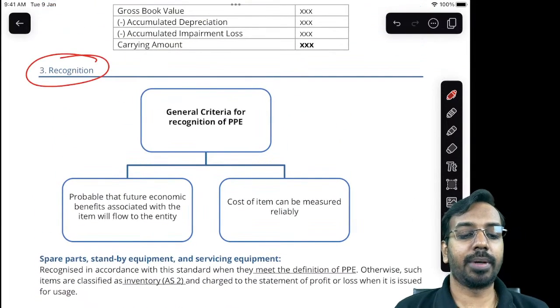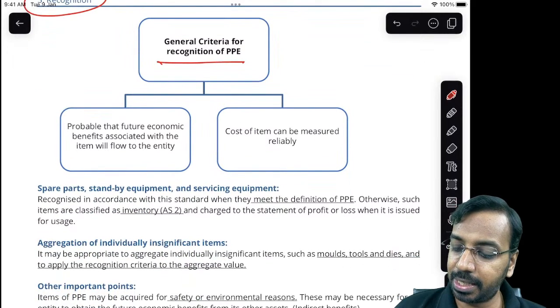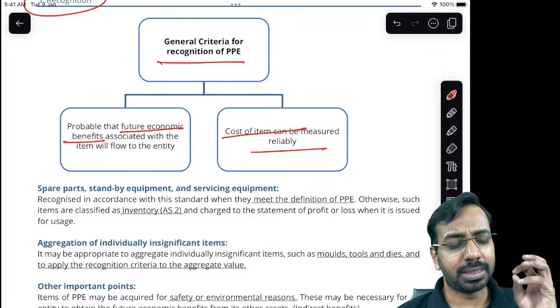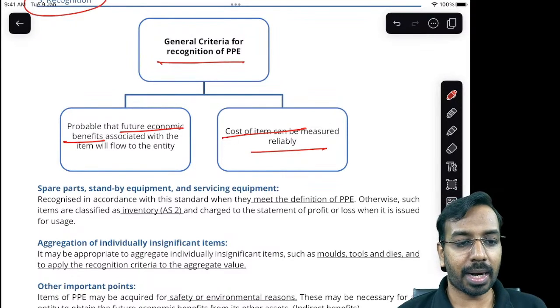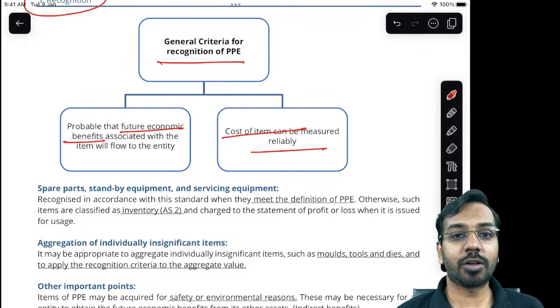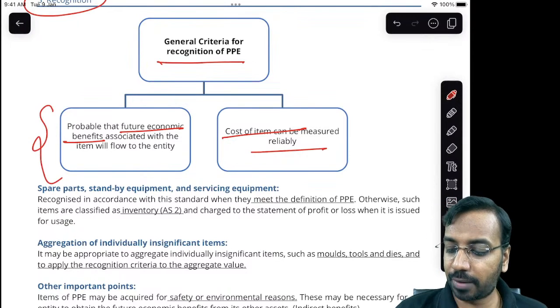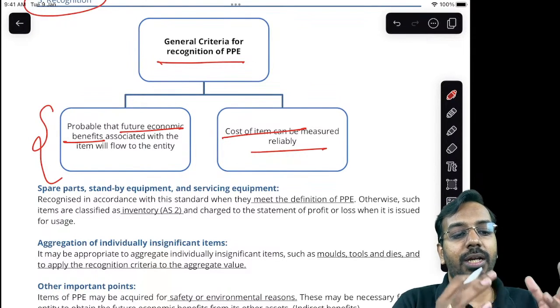Now, whenever we talk about recognition of PPE, that is accounting for PPE, the general recognition criteria is there should be future economic benefits and cost can be measured reliably. Generally, cost of property, plant and equipment can be measured reliably. There is no problem at all. This is what you have to demonstrate. I must get future economic benefit.